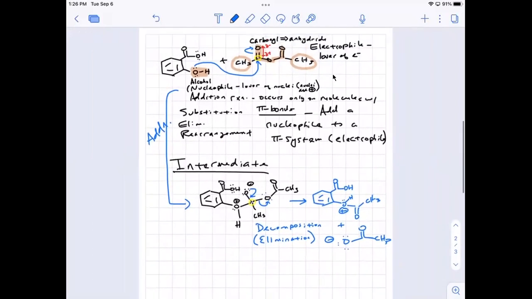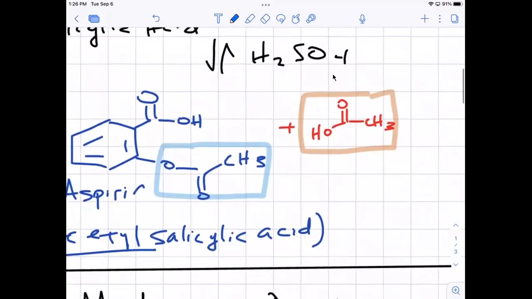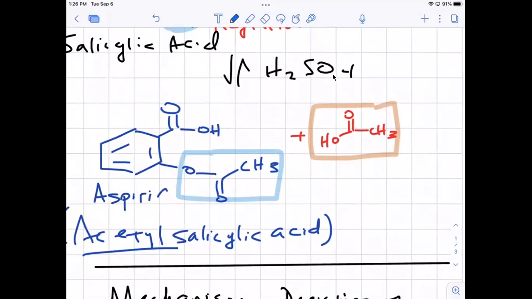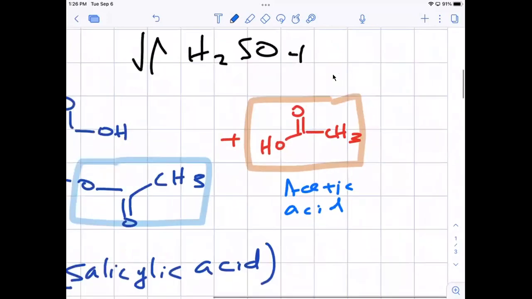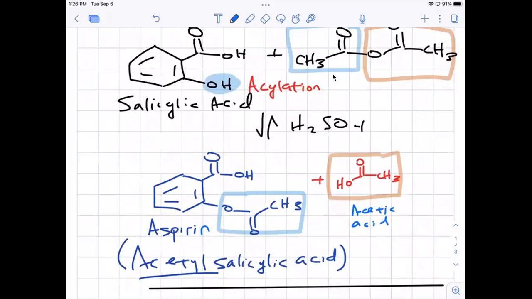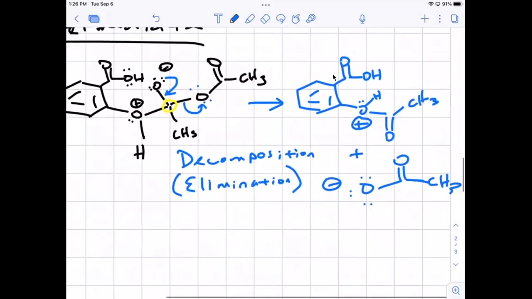Now, let's go back and look at the two products up top. These are the products. I have acetylsalicylic acid, or aspirin, and then I didn't give you the name of this one, it's acetic acid. All right. Now, let's go back down to here. How could I get those two things from these two things that I have drawn on the right in blue?